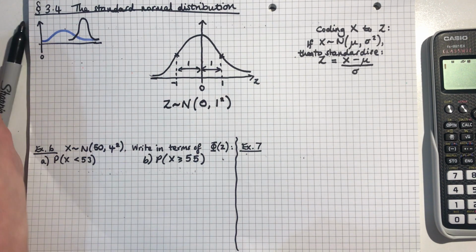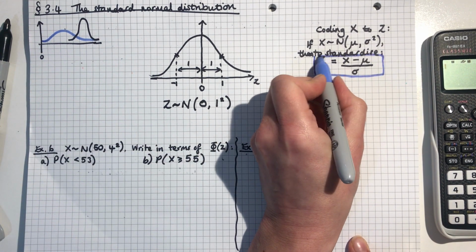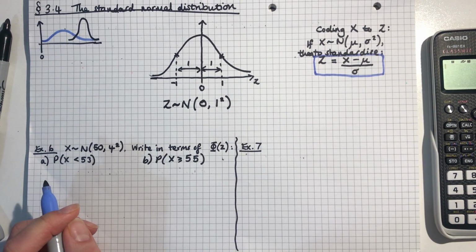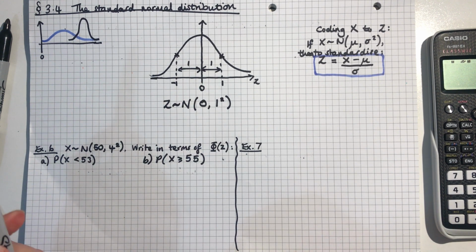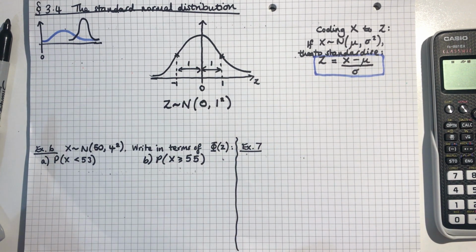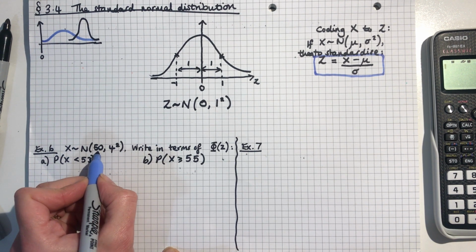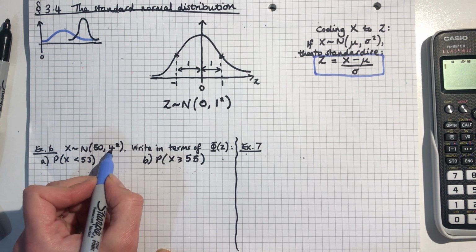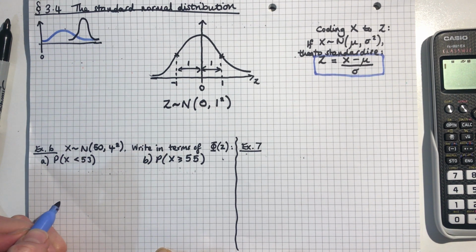And this coding that we do to all the data is really important. You need to make sure you learn that because you're going to have to apply it in all sorts of different scenarios. What we do essentially is we standardise, which means we turn X into Z by subtracting the mean and dividing by the standard deviation. Let's have a look at a quick numerical example first. We have a data set whose mean is 50 and whose standard deviation is 4, or variance is 16. And we know that this is normally distributed data.